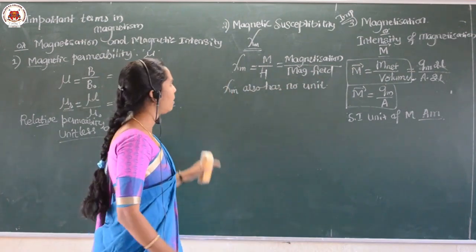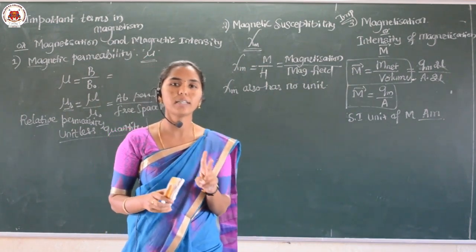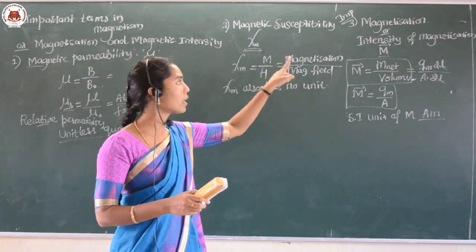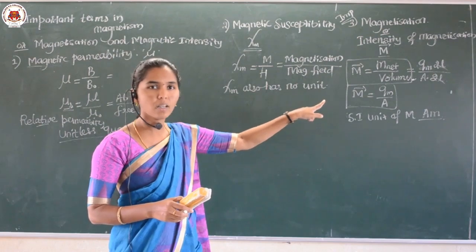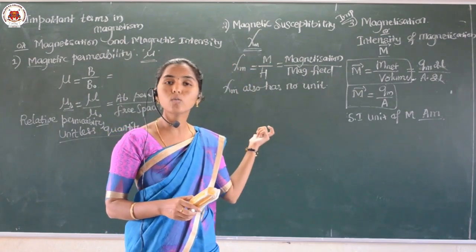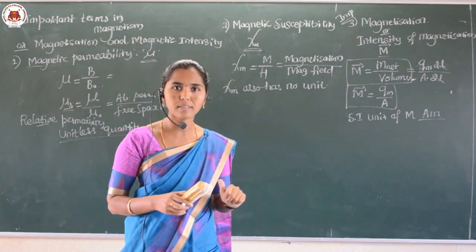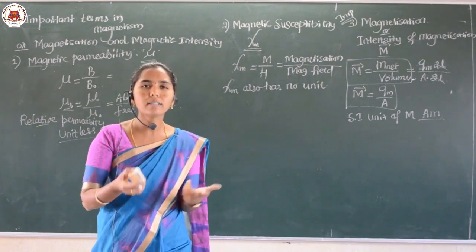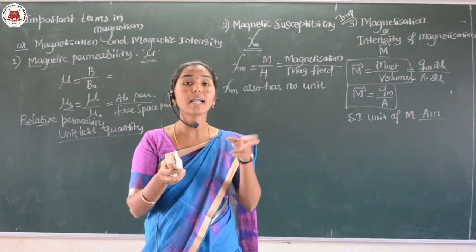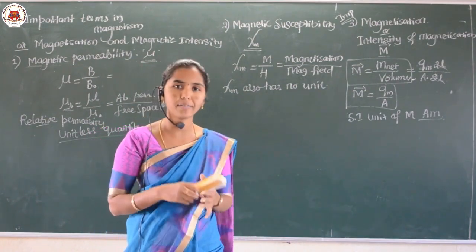Okay, these are the terms. In this, the two very important terms are magnetization, or the intensity of magnetization, and the second one is magnetic susceptibility. These two are asked repeatedly in your annual examination. Then let us move further to the relation between the permeability and the susceptibility. This relation helps you in your competitive exams.